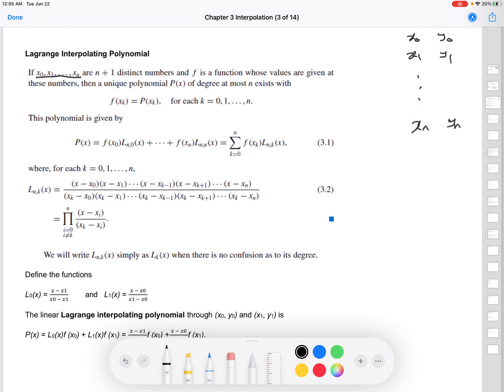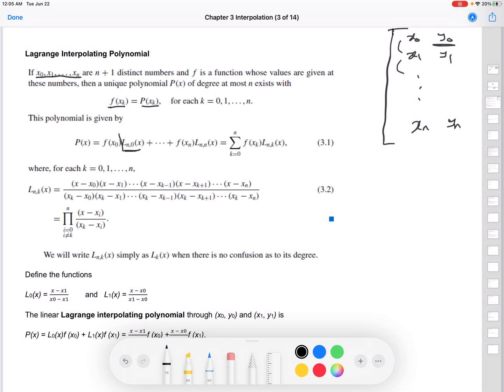Your polynomial will be of degree n such that f of xk is equal to p of xk. That means at these given points, the function value and the polynomial values will be the same, and then between them it will give us an approximation of what is happening there. So the polynomial is given by some term L0 times f of x0. What is f of x0? That's y0, right? Because y is equal to f of x.